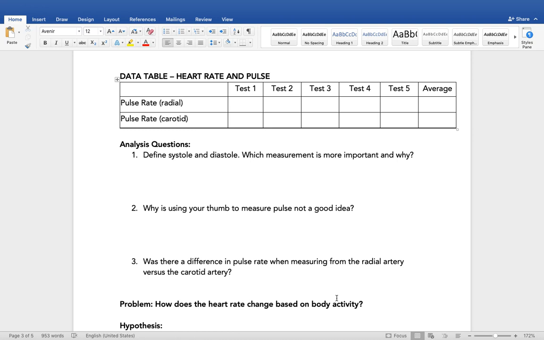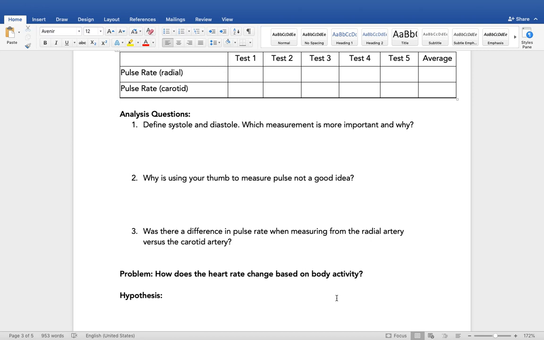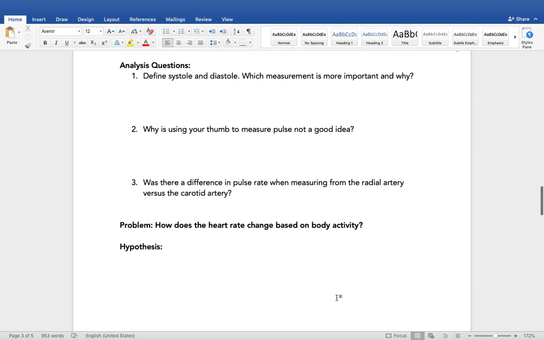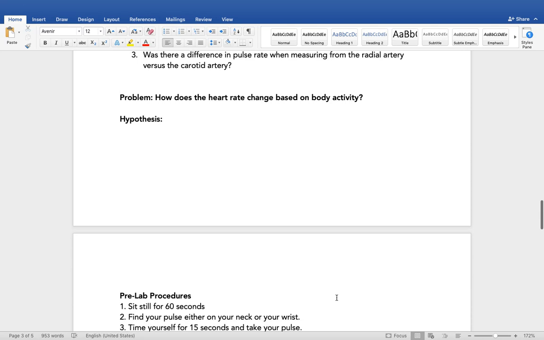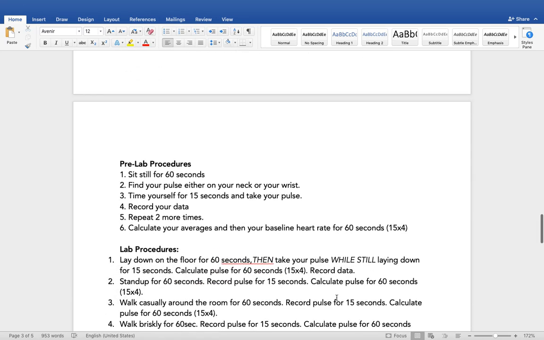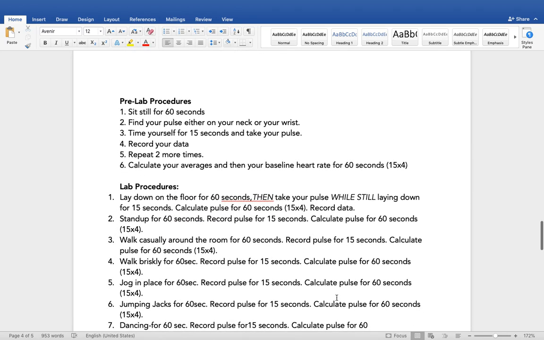So that was just part 1 of the lab. So now that you know how to find your pulse rate, the next question is, how does the heart rate change based on body activity? So for instance, do you expect your heart to start working much harder and faster when you're running and jogging and doing intense physical activity versus just sitting, hanging out, and watching TV? So you'll record your hypothesis first, and then we'll continue on to the procedures.